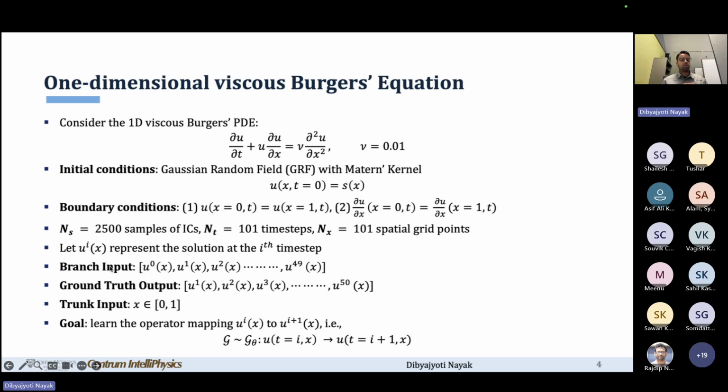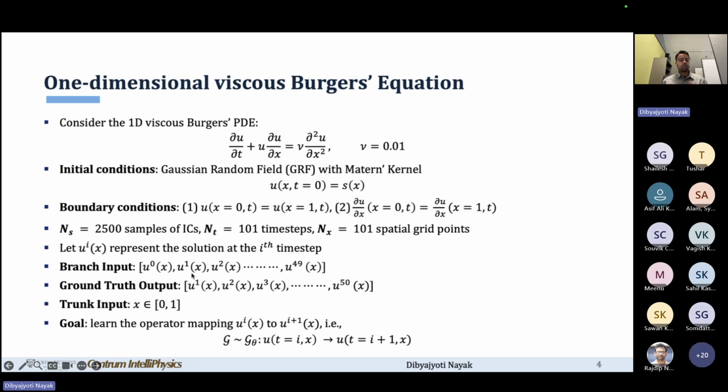In order to enforce the DeepONet to learn the mapping from u at time t to u at time t plus 1, we consider the branch inputs to be arranged as stacked solution states starting from u at t equal to 0 to u at t equal to 0.5. And then the ground truth output solution states should be shifted by one time step unit. So that's what you can see, right? The solution states for the ground truth output start from u at time step 1 and go all the way to u at time step 50. Arranging the data set in this way enforces the DeepONet to learn the mapping from u at time i to u at time i plus 1.